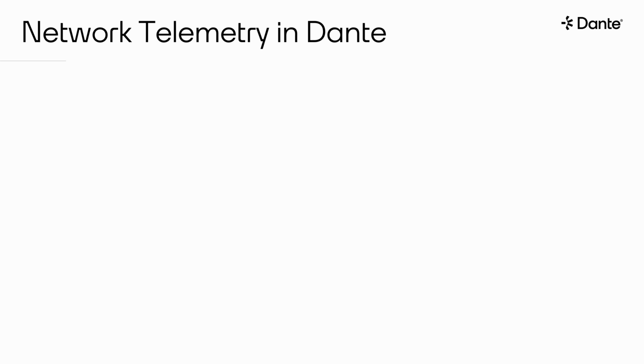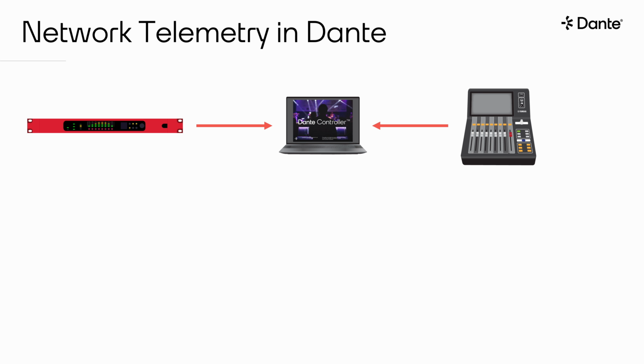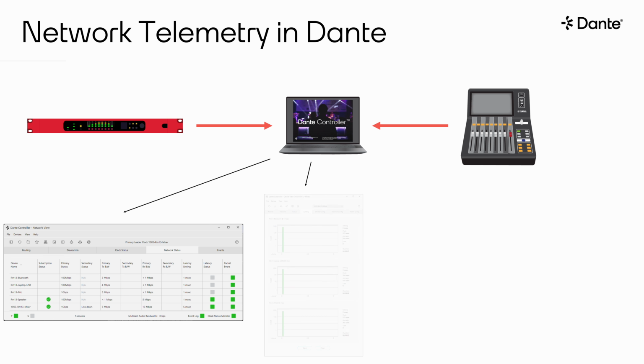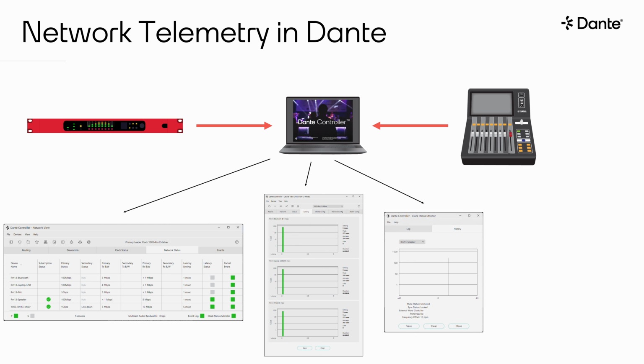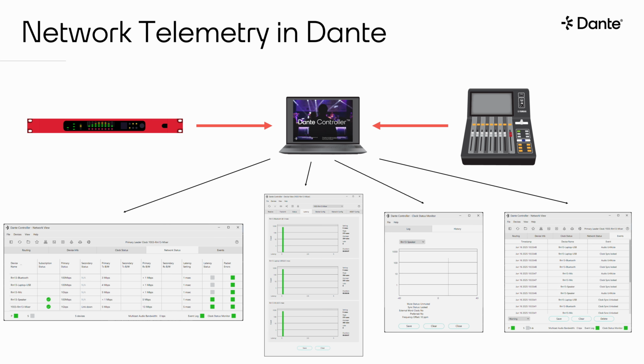If you remember back to Level 1 and Level 2, Dante devices report status updates and performance data to Dante Controller in several key places, such as the Network Status tab, the Latency tab, the Clock Histogram, and the Global Event Log. This type of reporting is called network telemetry, and it's incredibly helpful for visualizing your system and diagnosing any issues that might arise.